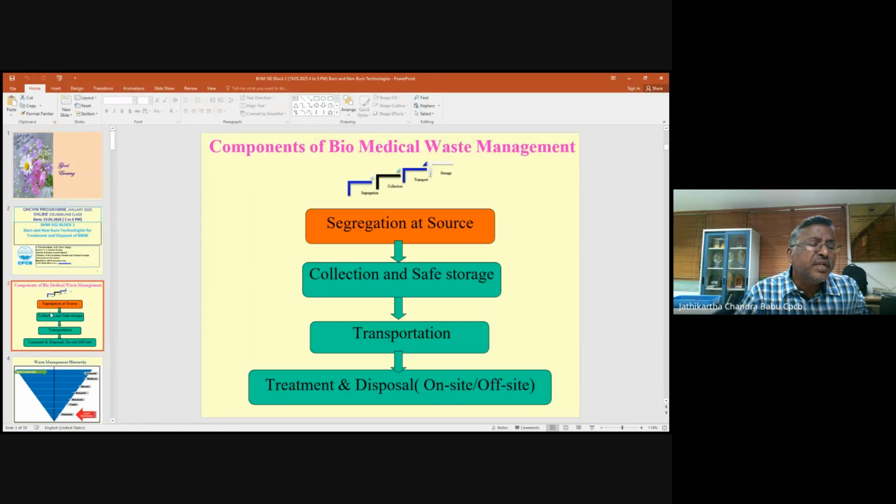Not only in biomedical waste management, in any waste management activity, segregation at source is very important. Collection and safe storage is very important. Safe transport is very important, and treatment and disposal are the main components of biomedical waste management.